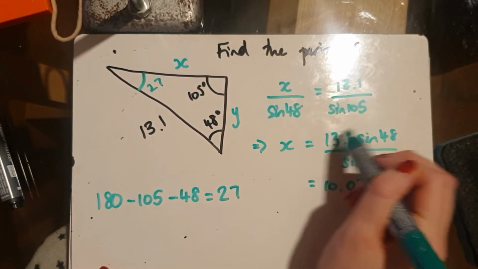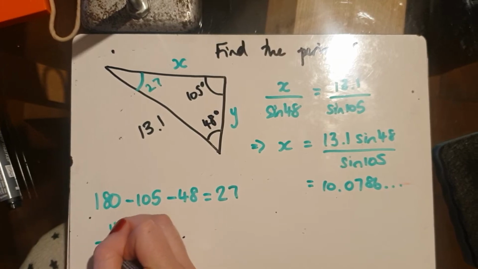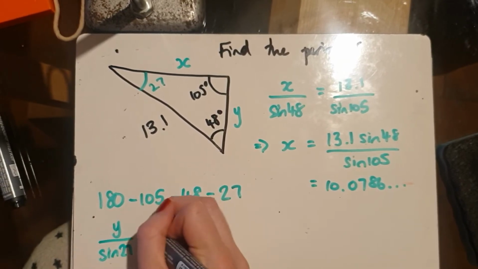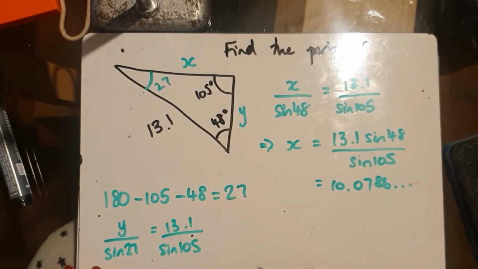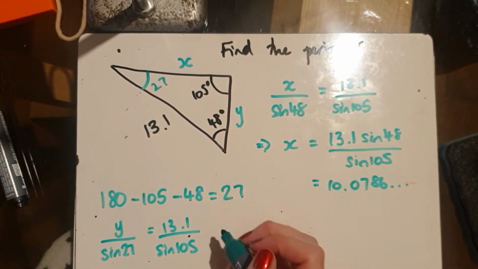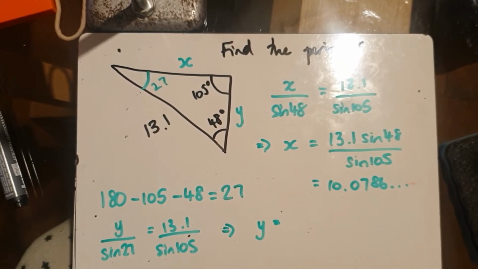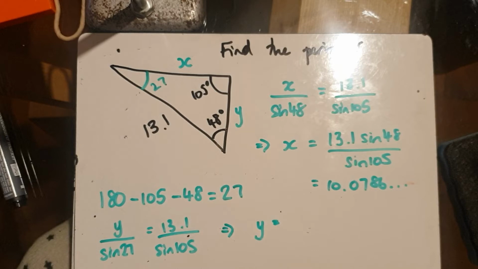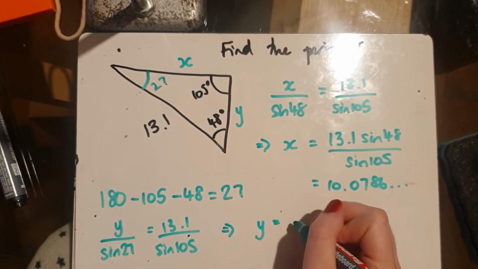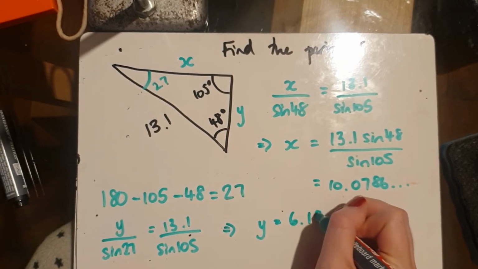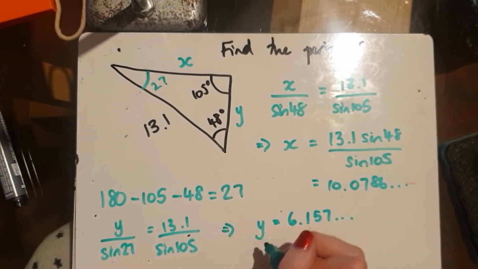So in much the same way I did here, I know that y over sine 27 equals 13.1 over sine 105. And again, I would just multiply through. This would give me that y is equal to sine 27 multiplied by 13.1 over sine of 105, which is 6.157, and so on.